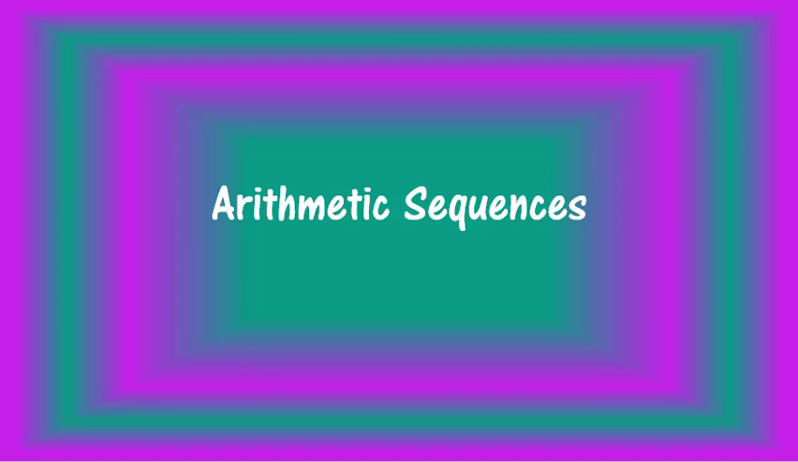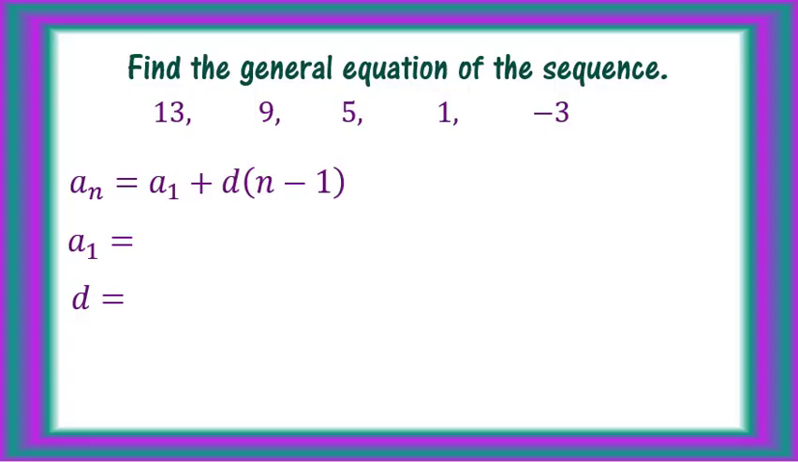In this video, we will explore arithmetic sequences, its definition, and examples. For the second example, we're going to find the general equation of this sequence, 13, 9, 5, 1, negative 3, using the general formula, which again is a sub n equals a sub 1 plus d times the quantity of n minus 1. Here, a sub 1, the first term in the sequence, is 13.